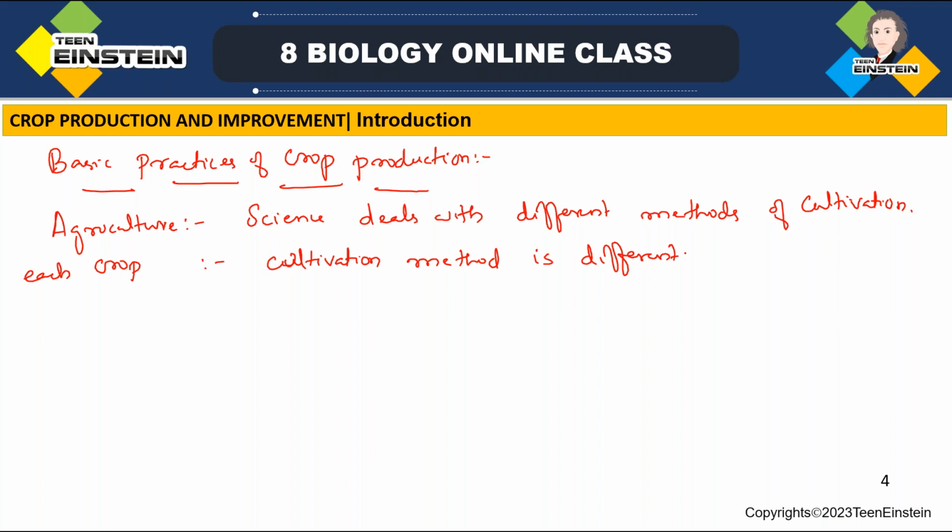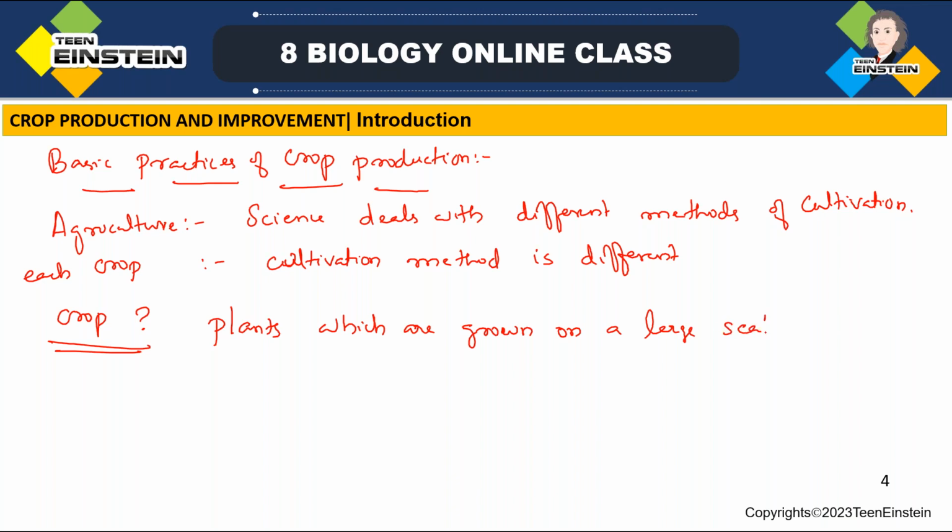And crops, what do you mean by a crop? We are talking about crop production methods, crop production improvement and all. So what is a crop? See, crops means the plants which are grown on a large scale, and of the same variety.